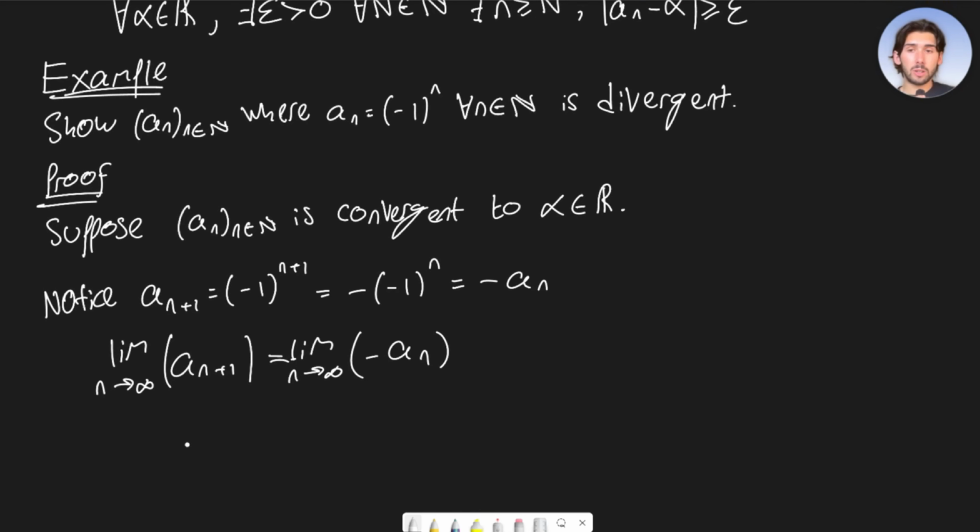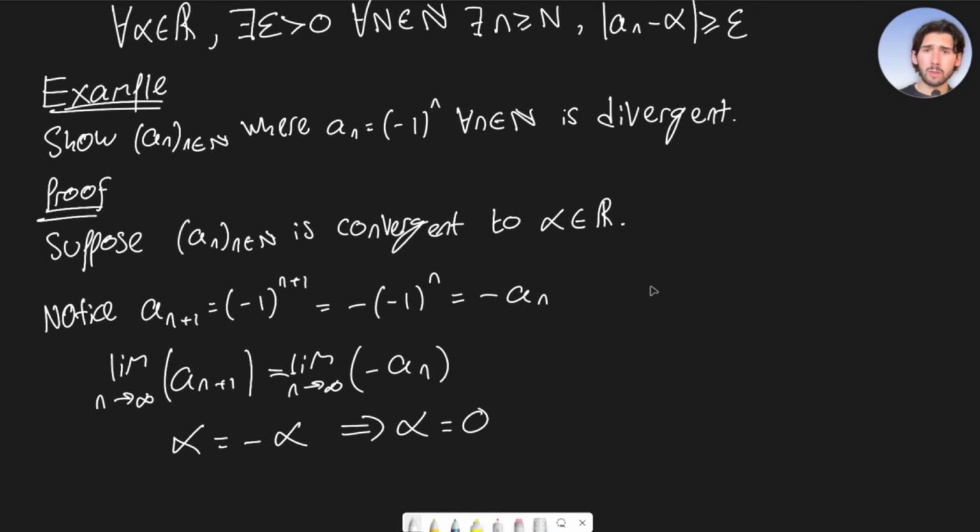And now what I can do is say, because I've supposed that a n converges to alpha, then again, a n plus 1 has to converge to alpha. We've already proven this. So we have that alpha is equal to minus alpha. Now, obviously, that means that alpha is 0. Now, that's not a problem yet. So if the sequence minus 1 to the n does converge, it has to converge to 0. That's the only number that it can converge to.